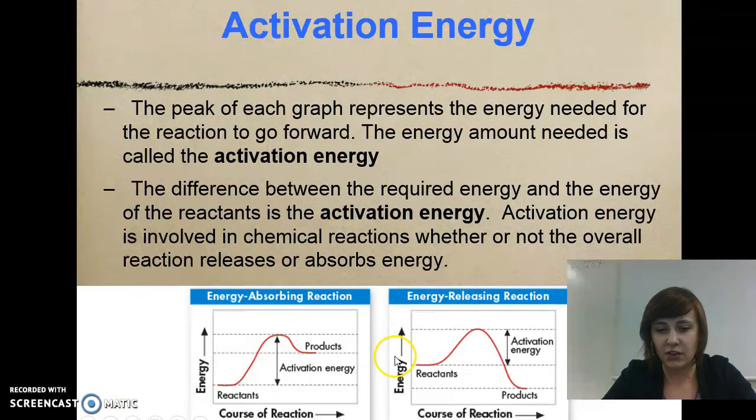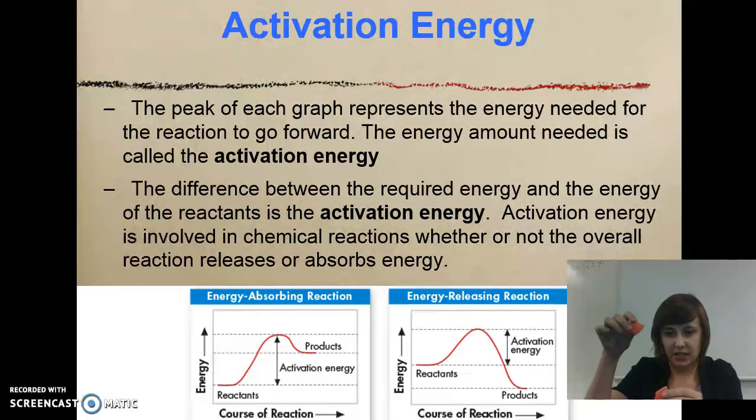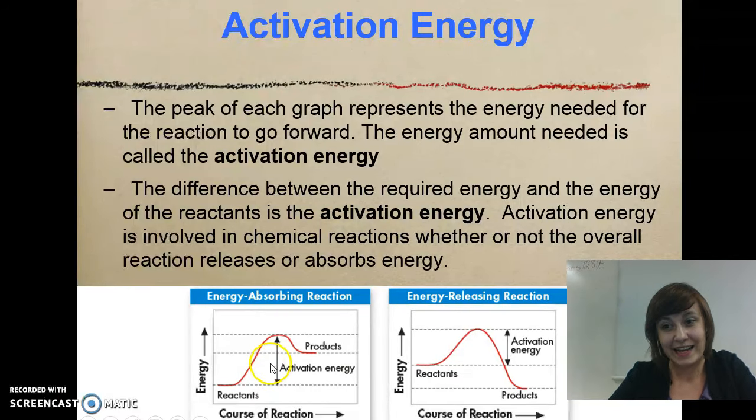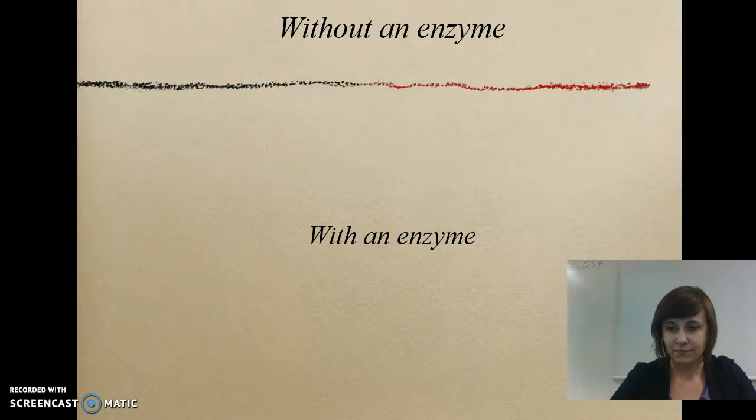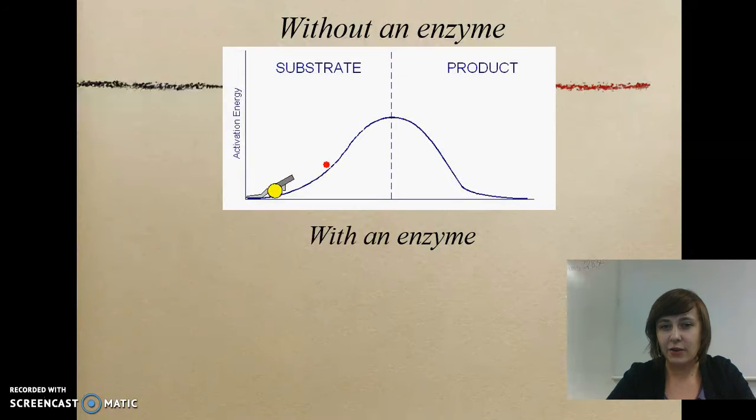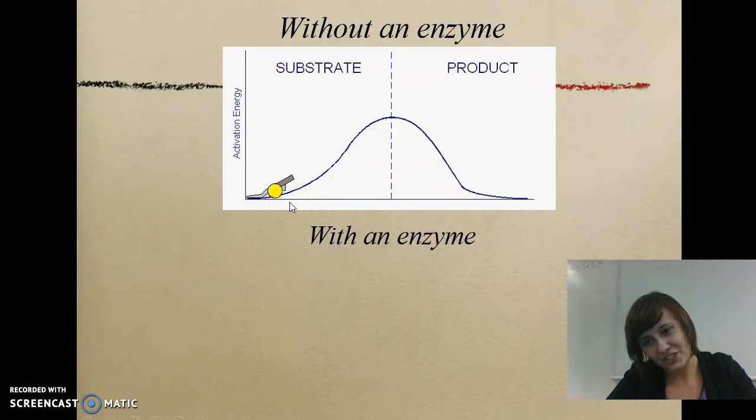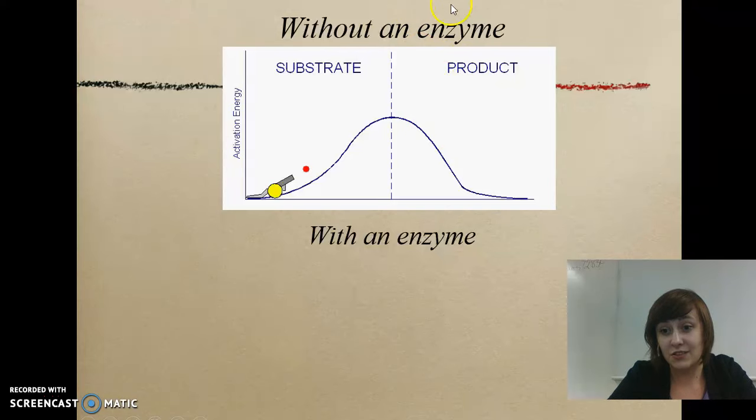And you can see that even when we have an energy releasing reaction like this, breaking apart and becoming these, you still need some activation energy. It's just not nearly as much as you would need to build something. So this is kind of what you can think of. Without an enzyme, we have our cannon that's shooting the ball up the hill, and it just doesn't quite have enough energy to fully make it up. It's because this hill is too big. The activation energy required is too much.